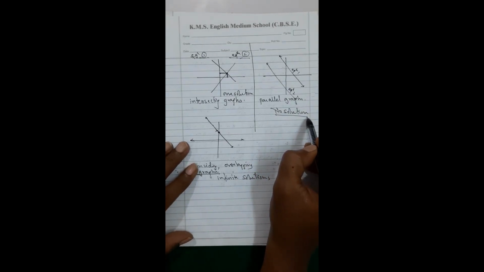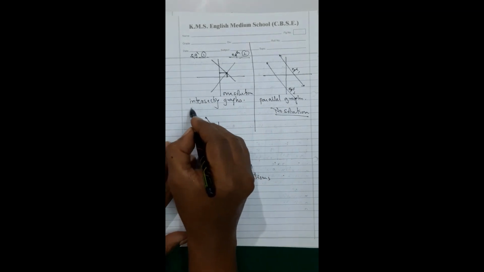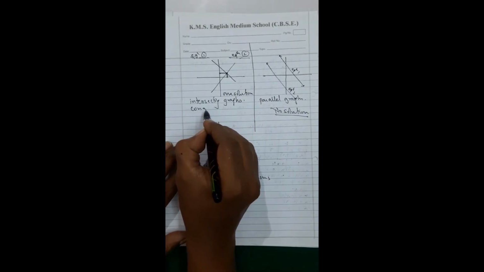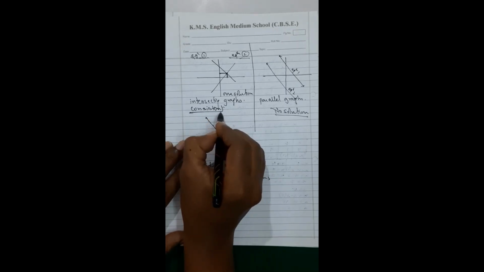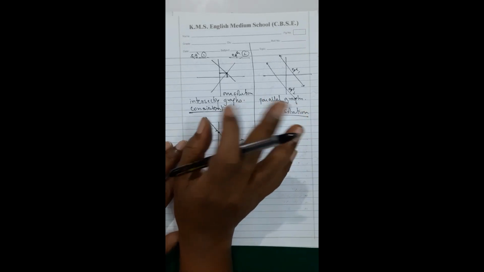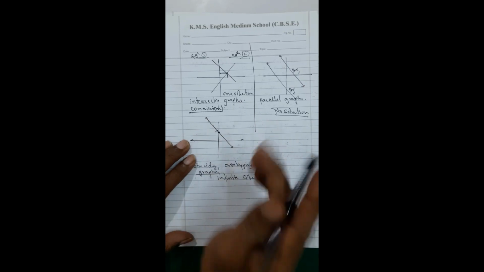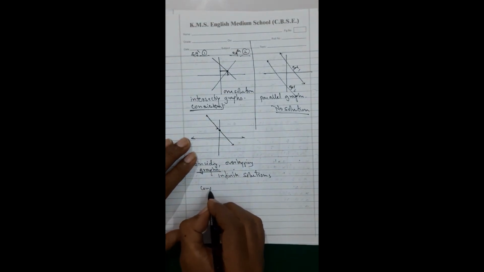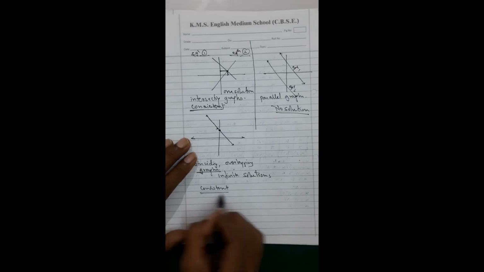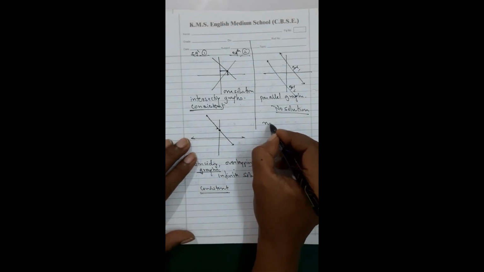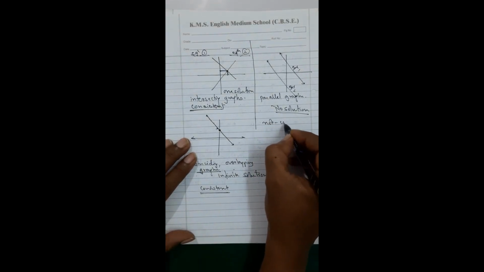In this case, these equations are called consistent equations because they have a solution. One solution, but they have a solution. Consistent equations. Here they are definitely consistent again, dependent consistent equations again, and these are not consistent, or inconsistent.